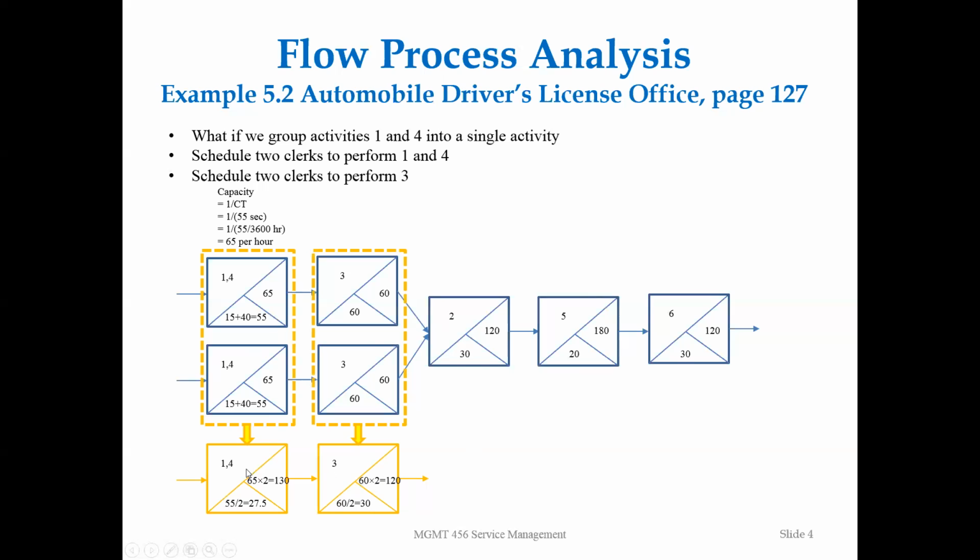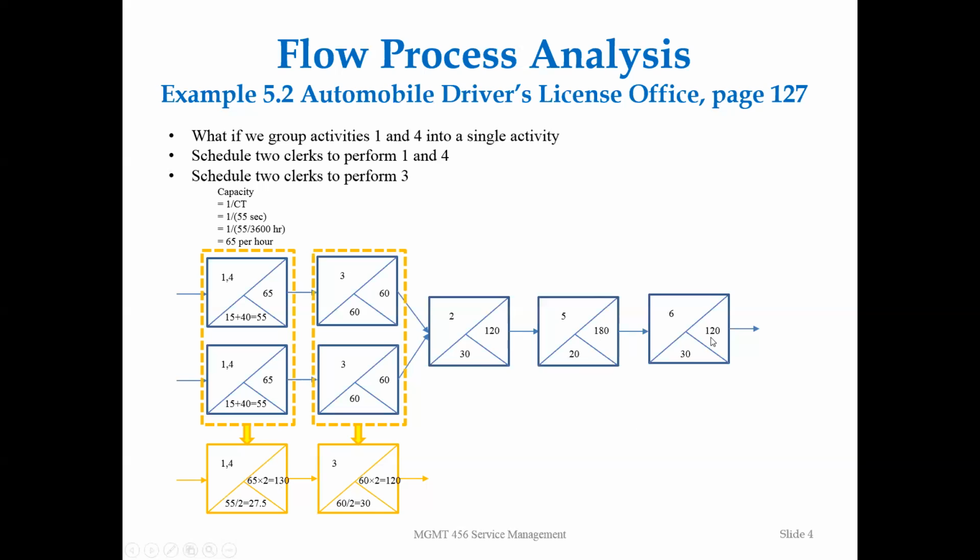So I have 5 different stages, 1 and 4, and then 3, then 2, then 5, and then 6. Look at these 5 boxes, okay? You can skip this area. Look at these 5 boxes. Now let's try to identify the bottleneck activity. So let's look at 5 different stages. The capacity for the first stage, 130. Capacity for the second stage, 120. And then 120, 180, 120.